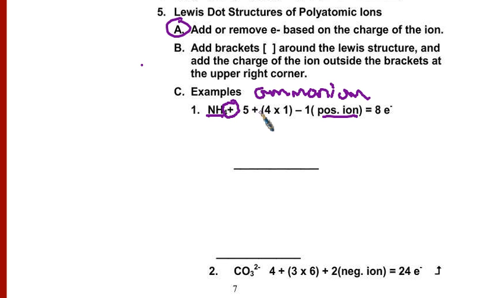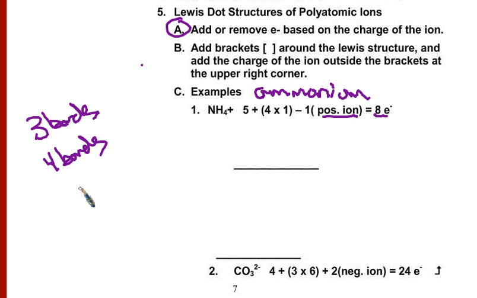And that winds up as being 5 plus 4 times 1. So that's 5 plus 4 is 9 minus 1 equals 8 electrons. But we still have to obey our honk rule. And our honk rule tells us that our nitrogen is going to require 3 bonds, and our hydrogens are going to require 4 bonds. How's this one? Okay, so this is actually a total of 7 bonds.